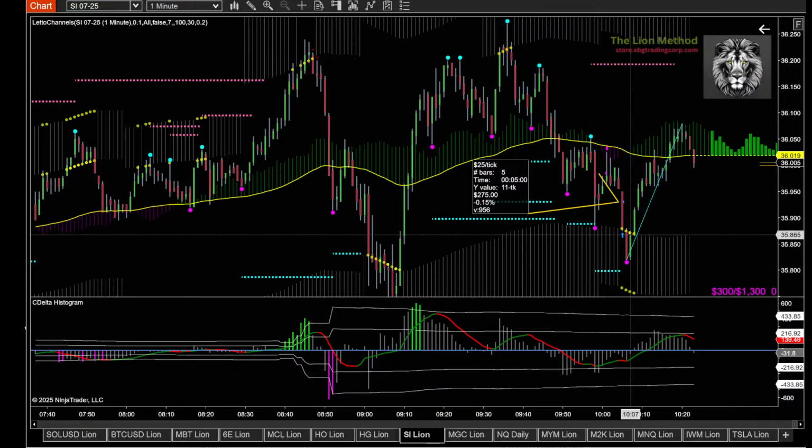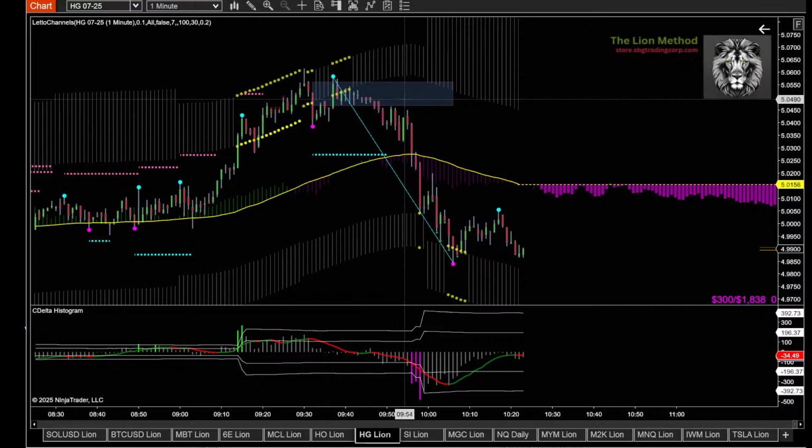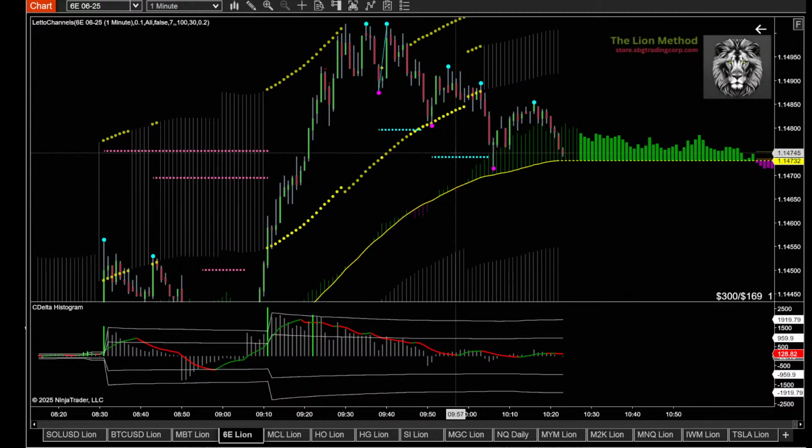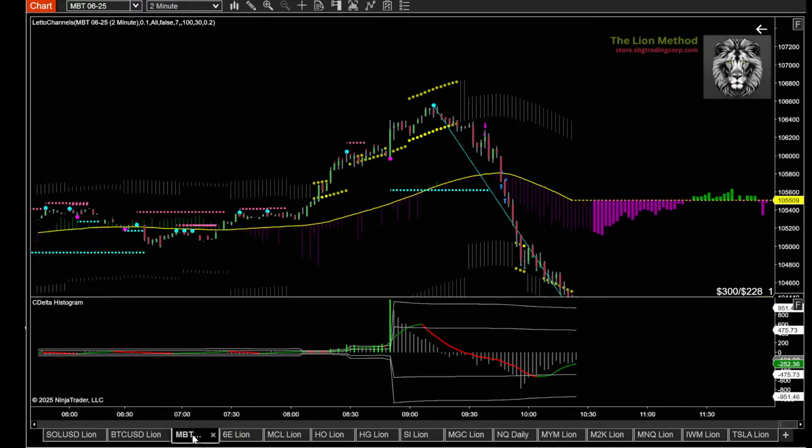Look at that. Oversold in silver right up to the 100. But didn't see a buy dot, so really not qualifying. Copper, you got me. You got me, copper. 6E, I don't know where I was. I was probably complaining.